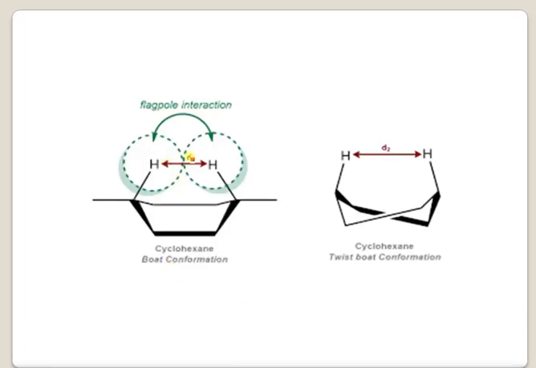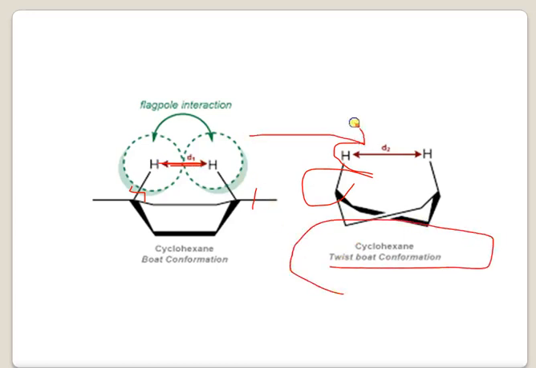In the boat conformation, there is a flagpole interaction between the two hydrogen atoms of carbon number 1 and carbon number 4. 1, 2, 3, 4, isn't it? These interact with each other. That's why the boat conformation is less stable than the chair conformation. When we twist these two carbons, these hydrogens move away from each other. So the twist boat conformation is generated, which is more stable than the boat but less stable than the chair conformation.